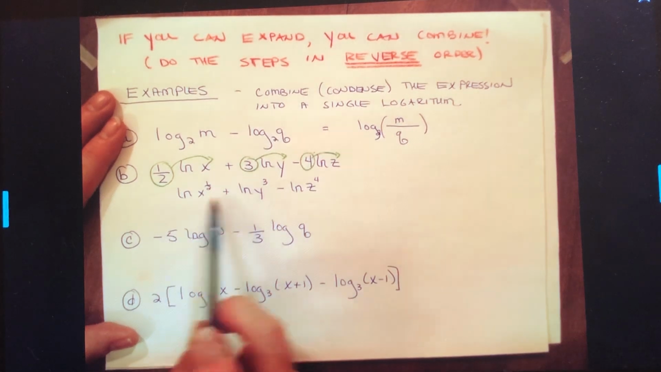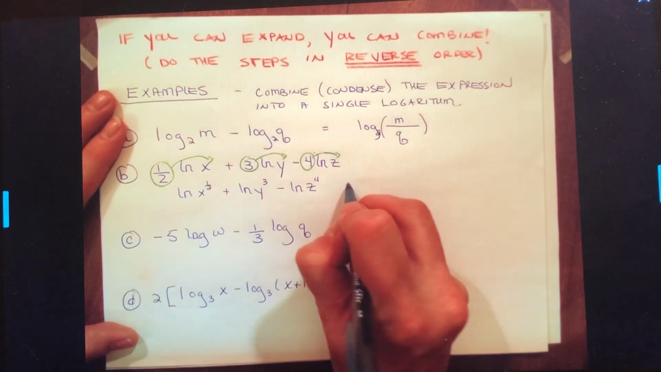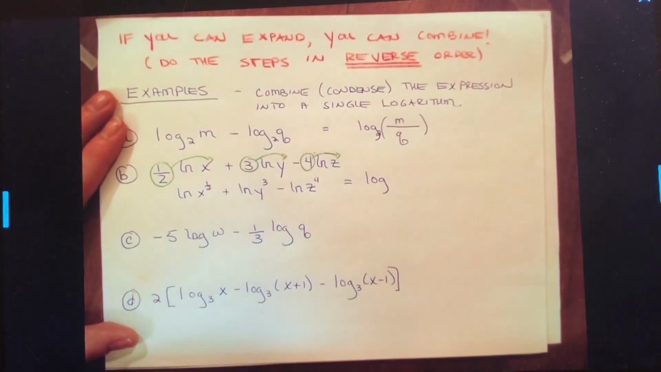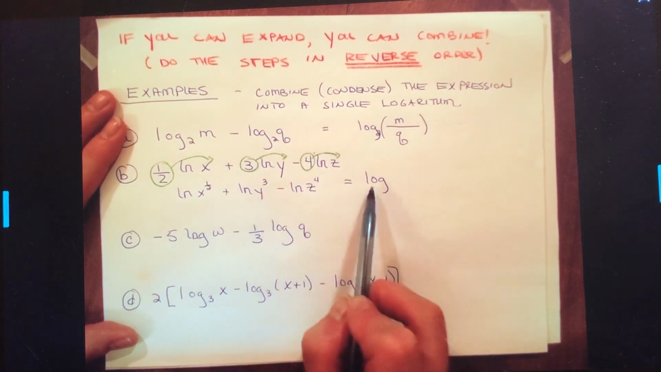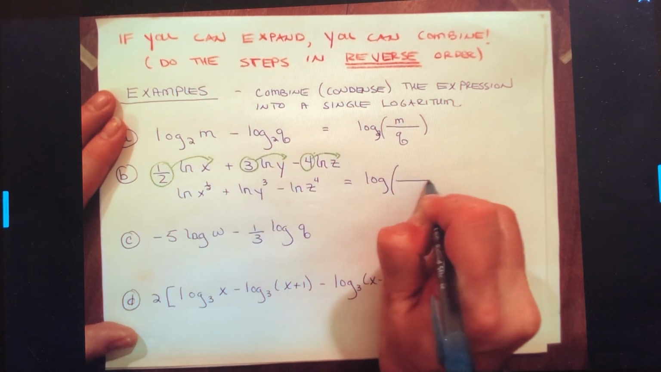Okay, so now that I have plus or minus 1s in front of each of these, I can go ahead and combine it. So we're going to get ready to write it as a single log. I do have pluses and minuses. That means I know I am going to have a numerator and a denominator inside that argument, so I'm going to go ahead and get ready for that.